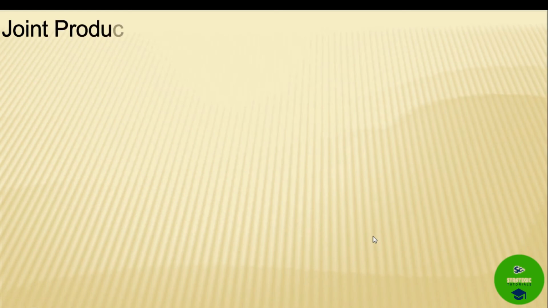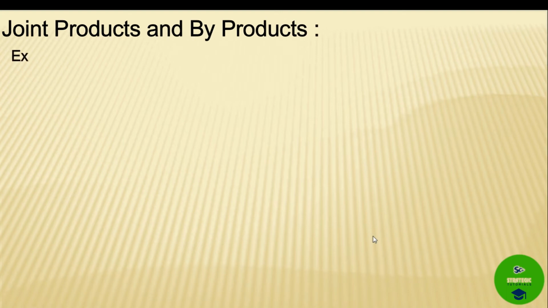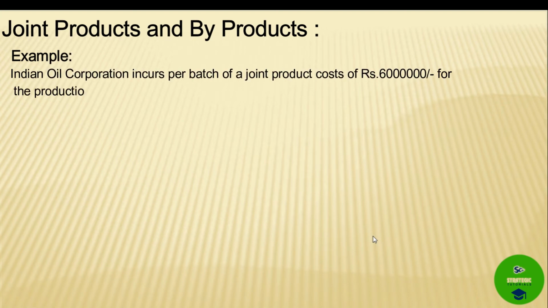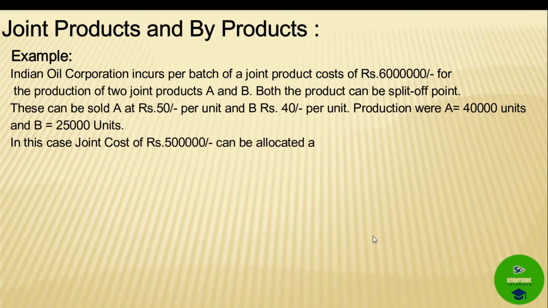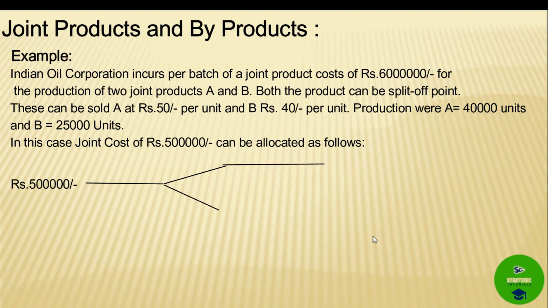Another stage of inventory, which is most important, is joint products and byproducts. There are certain stages of production. Suppose product A and product B are produced, and after mixing, the joint product is product C, and so on. How do we do the valuation of that product? So the example is Indian Oil Corporation, which incurs per batch a joint product cost of 60 lakhs.